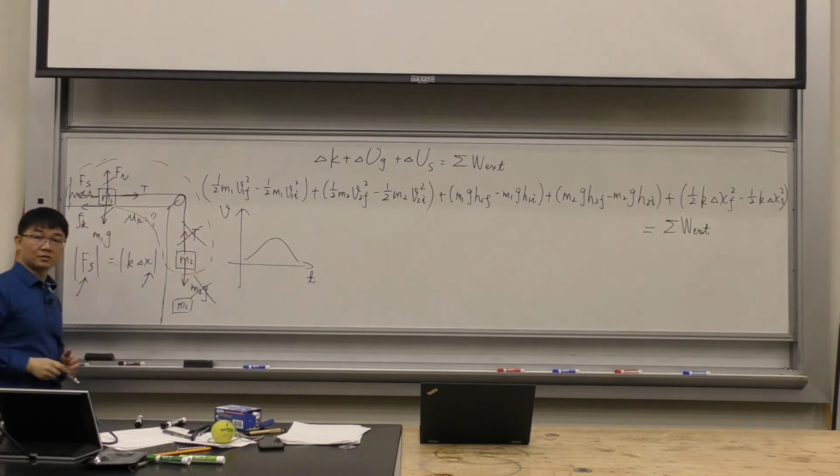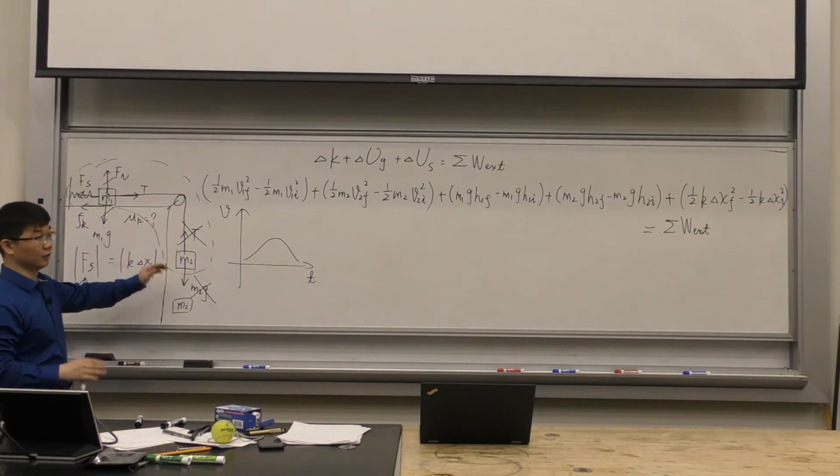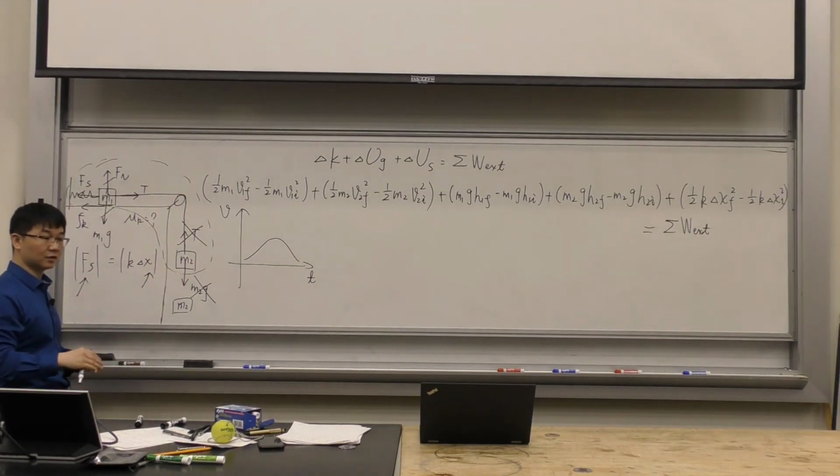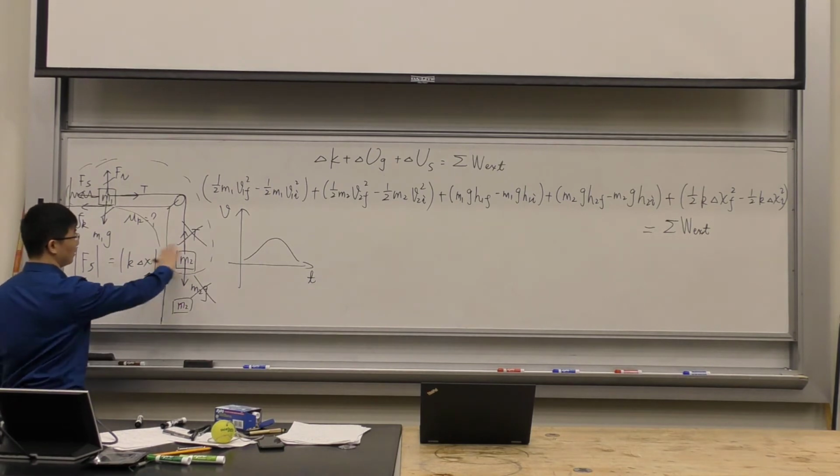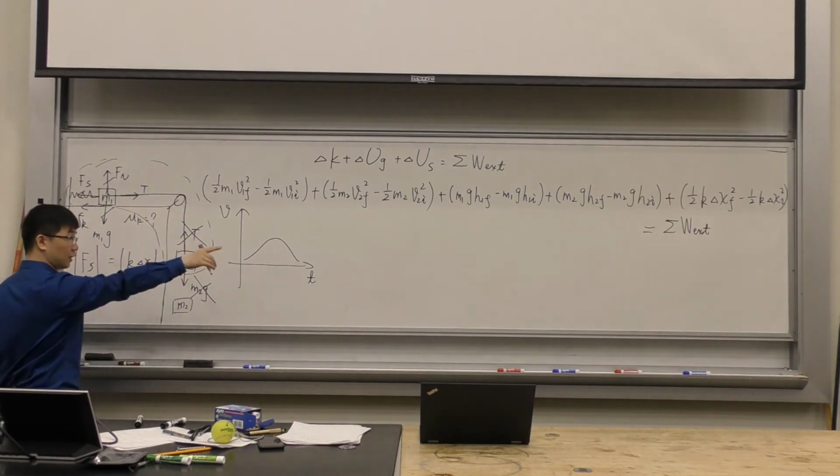Tension is inside my system. I don't need to calculate that on the right-hand side. It is doing work on M2, but it's not considered external work. It's not from the outside. So there's nothing I need to calculate for M2 on the right-hand side.